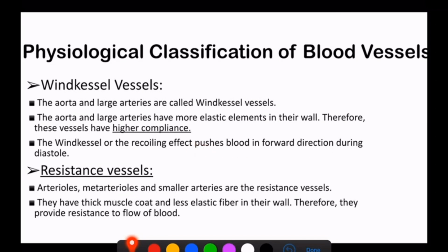Now, the second type of vessels, we have resistance vessels. Arterioles, meta-arterioles, and smaller arteries are the resistance vessels. As the arteries go towards the periphery, they divide into arterioles, meta-arterioles, and smaller arteries. These provide the resistance and are known as the resistance vessels. They have a thick muscle coat and less elastic fiber in their wall. Therefore, they provide resistance to blood flow.